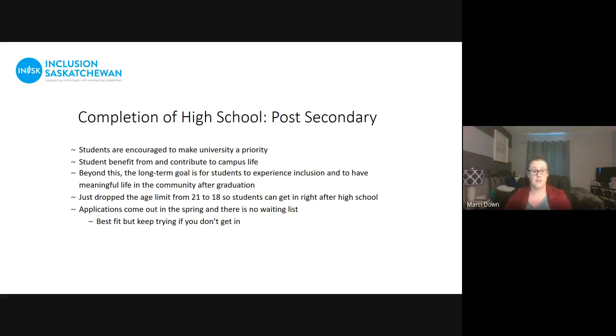So there's lots of benefits, and they can contribute to campus life. A lot of my students that I've chatted with about post-secondary, they want to be a part of the campus life just like the other students that have left their school.